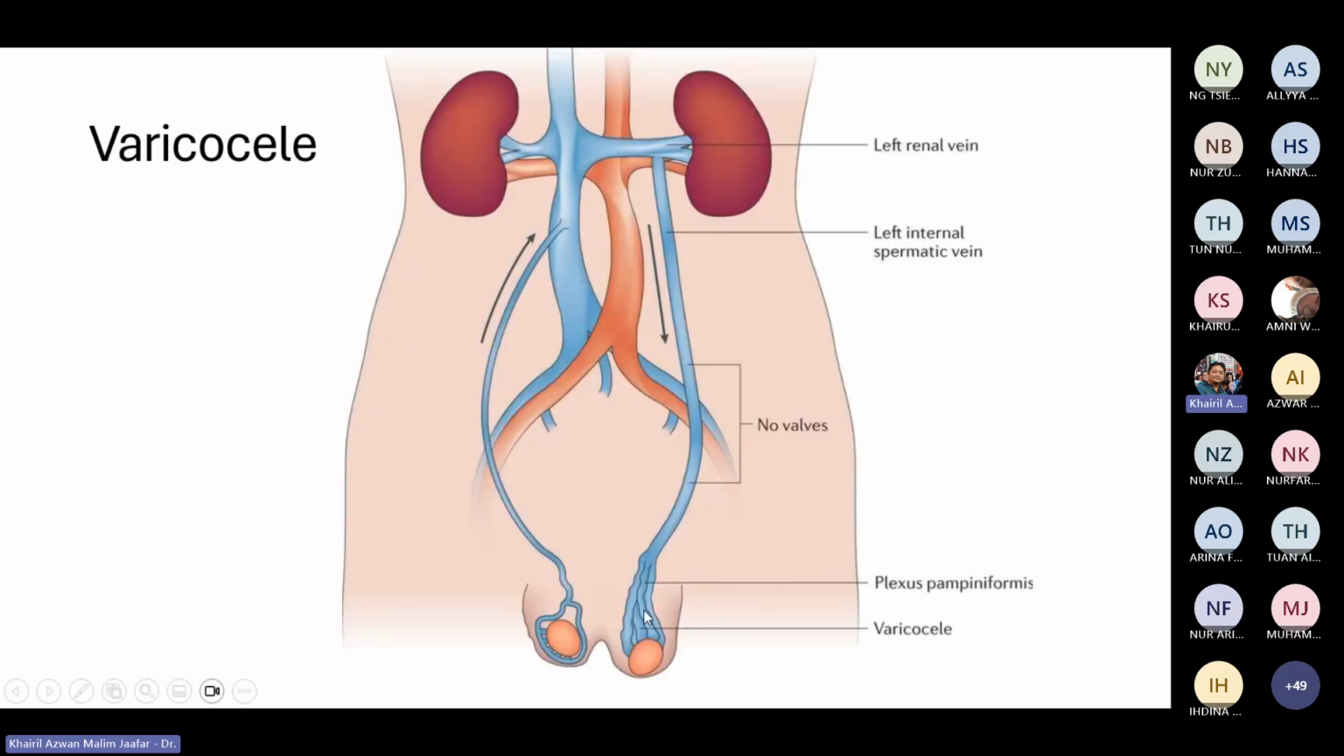Varicocele is the enlargement, engorgement of the pampiniform plexus of veins, mainly on the left side. Because the renal artery is smaller than the inferior vena cava, and the second reason is the left gonadal vein goes at a right angle, 90 degrees, into the left renal vein. So the flow is slower.